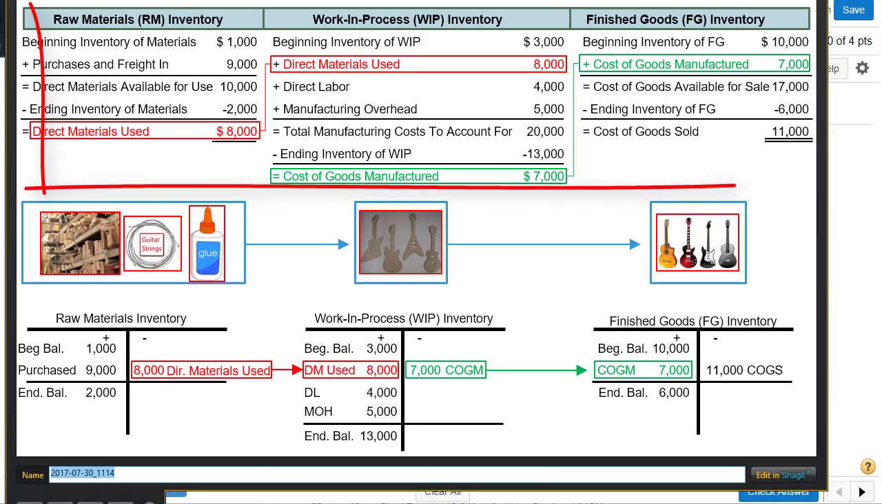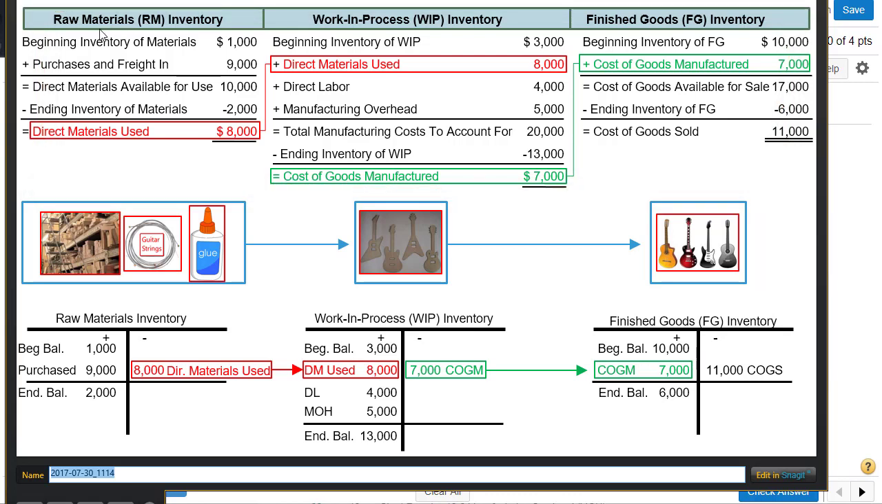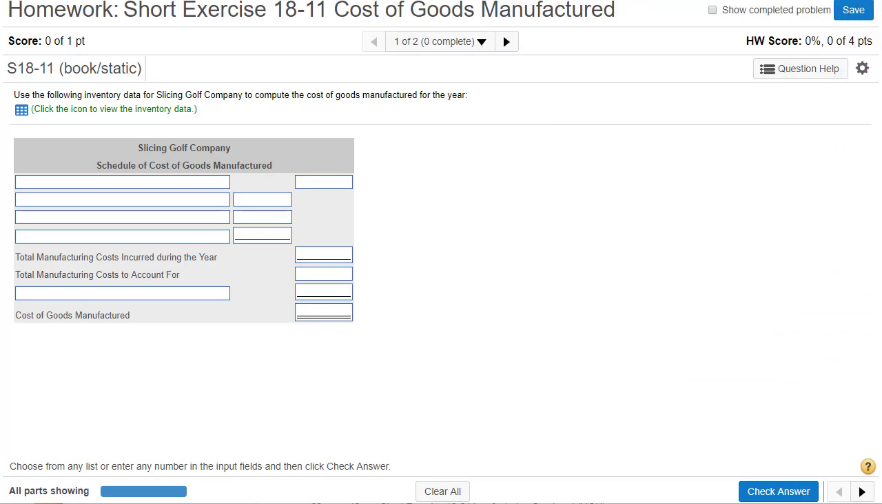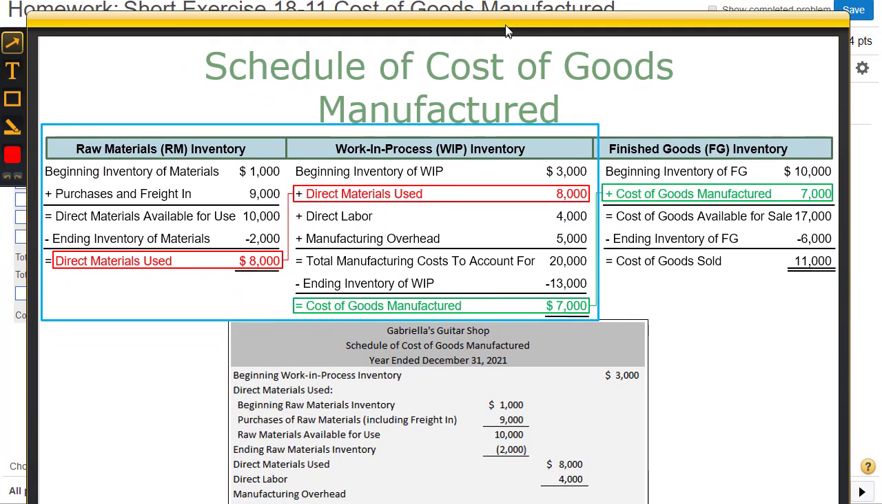And then here is the formula method. We've got raw materials flowing into work in process, flowing into finished goods. So we need to understand these three formulas really well in this chapter and for future chapters. Once you understand these formulas, which coincide with what's going on down here in the T accounts, we can then create a cost of goods manufactured.